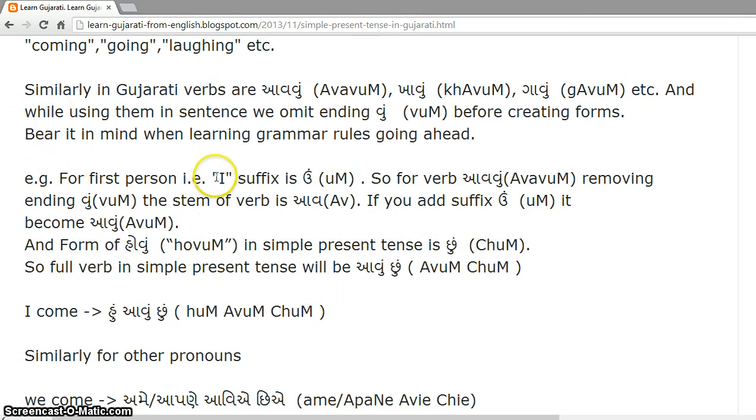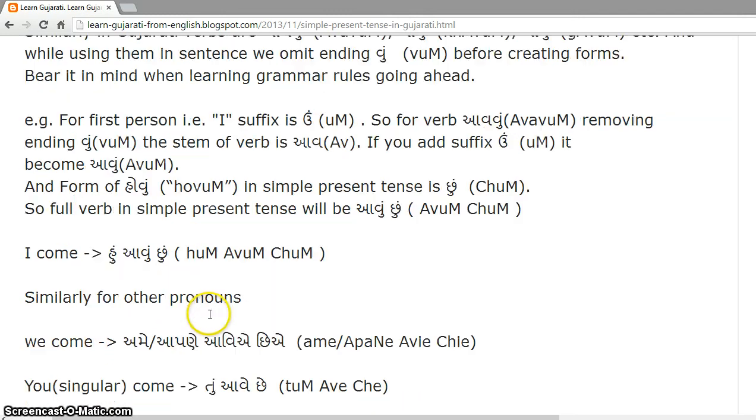For first person, the suffix to the main verb is u. So for the verb avavu, removing the ending vu, the stem of the verb is av, and if you add the suffix u to it, it becomes avu. And the form of hovu in simple present tense is chu. So the full verb in simple present tense will be avu chu. I come, hu avu chu.